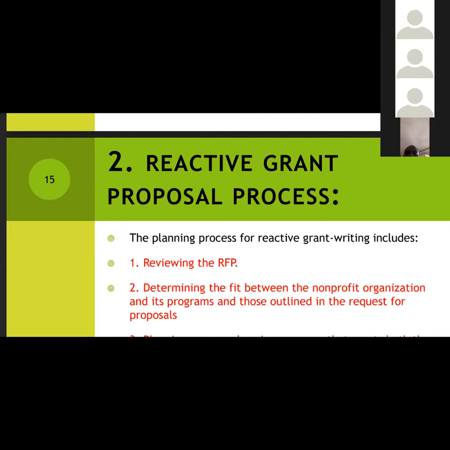So what is the planning process for reactive grant writing? We have already looked at the process for the proactive grant application process, and now we want to look at the reactive grant proposal process. This process normally starts with reviewing the RFP. Most of you know that RFP means request for proposal. So you start by reviewing the RFP document, because if a certain funding agency wants to have a call for proposals, they will prepare an RFP document. So it's always good to review that document.